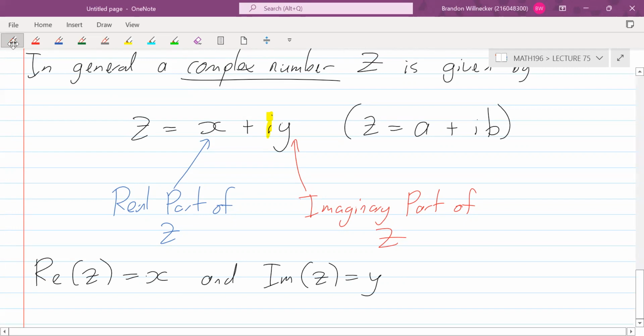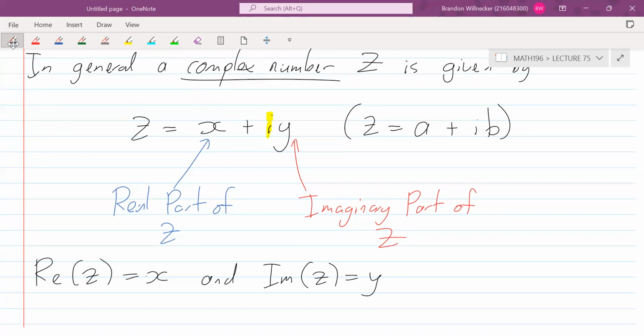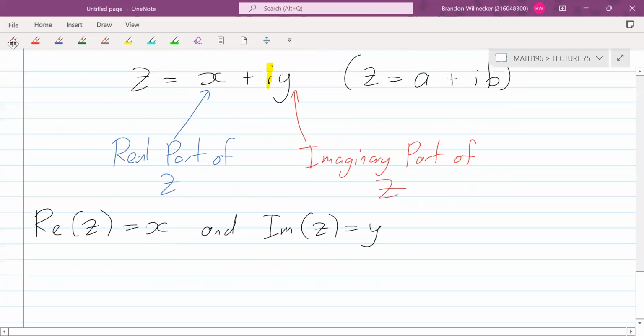Okay. Now, this is a number, z is a number. So what we would like to do is invent some kind of arithmetic that we can use with these complex numbers. So with real numbers, we can add them, subtract them, multiply them, divide them. We would like to do the same thing with these complex numbers that we're inventing here. So first thing, how do we add complex numbers? So, addition with complex numbers.